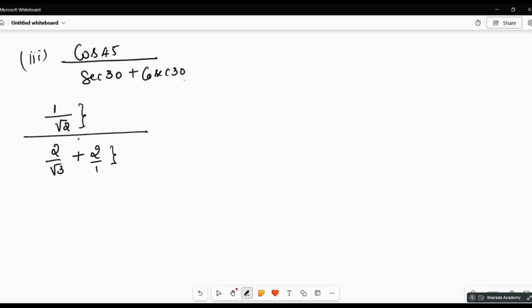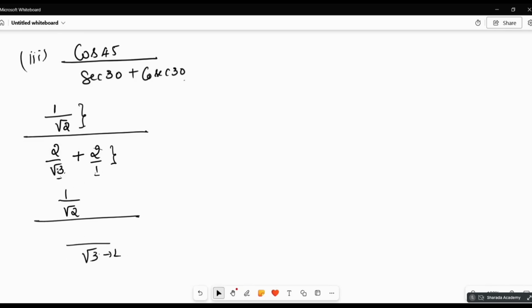Now here we have to add 2 fractions. So separately you do this portion. What will you get? I'll keep the numerator as it is. In the denominator, 1 by root 3 and 1 is there. I'm trying to simplify only this part. Root 3 and 1, LCM will be root 3 here. Right? So LCM by denominator, what will you get?